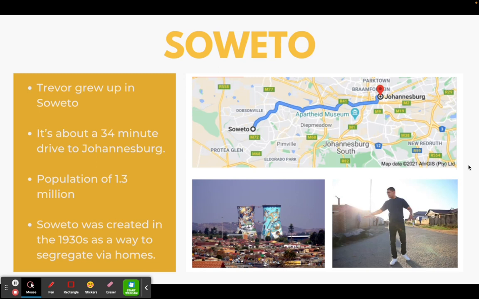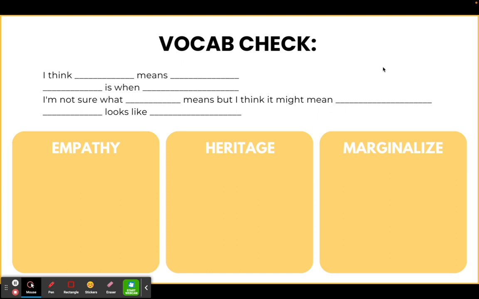So one of the major towns that we will see come up a lot in the book is called Soweto. This is the town that Trevor grew up in. It's about a 34-minute drive from Johannesburg. Johannesburg is a fairly well-known city in South Africa. If you've heard of South Africa, I would assume that you've probably heard of the name of Johannesburg. The population of Soweto is 1.3 million, and it was originally created in the 1930s as a way to segregate people via housing.